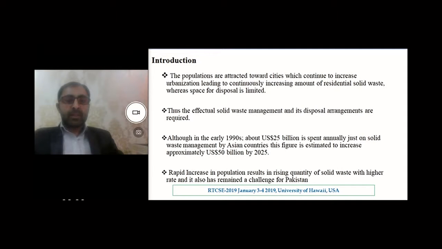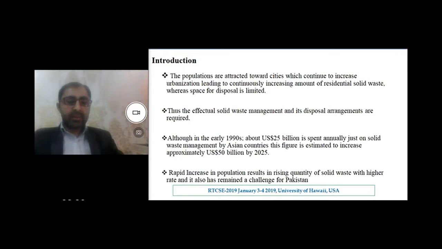Populations are attracted towards cities, which continues to increase urbanization, leading to a continuously increasing amount of residential solid waste, whereas the space for disposal is limited. Thus, effectual solid waste management and disposal arrangements are required. Although in the early 90s about $25 billion was spent on solid waste management by the Asian countries, this figure is estimated to increase by approximately $5 billion by 2025.